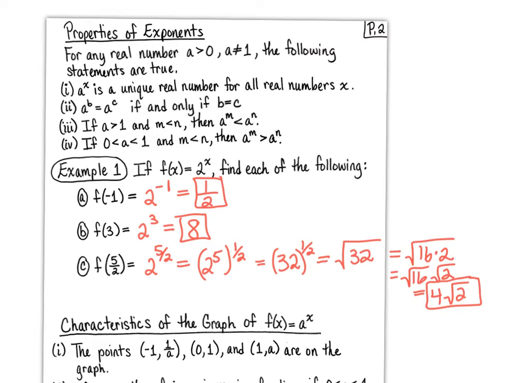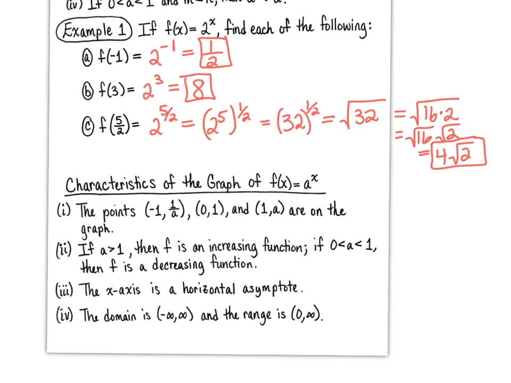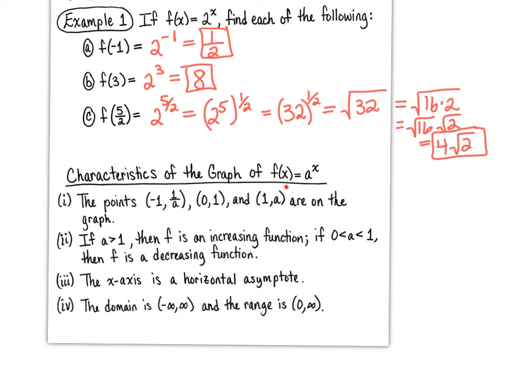Okay? Now, some things to point out from the graph that we talked about. Characteristics of the graph of f of x equals a to the x. These are 3 points that are always on your graph: -1, 1 over a; 0, 1; and 1, a. They're always on the graph of a to the x. It doesn't matter if a is between 0 and 1 or a is greater than 1. If a is greater than 1, then f is an increasing function. If a is between 0 and 1, then f is a decreasing function. The x-axis is a horizontal asymptote. The domain is -infinity to infinity, all real numbers, and the range is 0 to infinity.